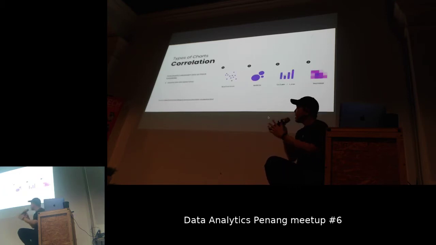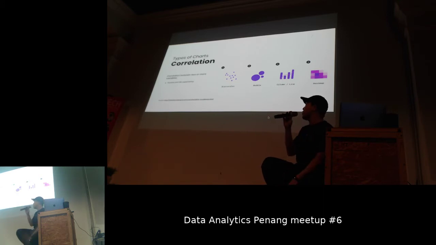Another question is probably, hey, why are there so many types? Yes, because there are different stories you want to tell. When you want to talk about two or more different variations and their relationships, scatter plot. Mathematicians love this thing. When I say they love it, it's because it's actually useful for them.